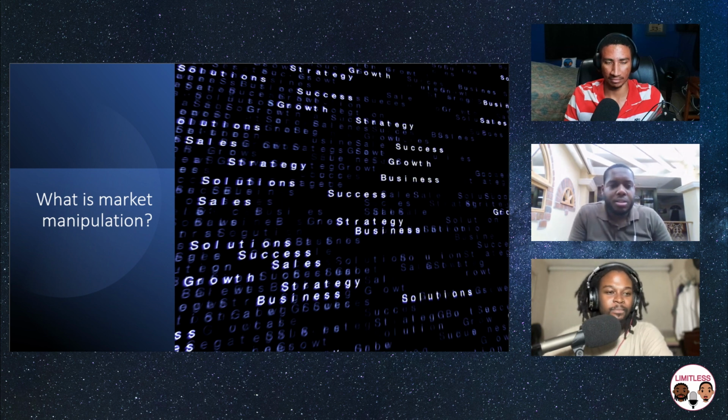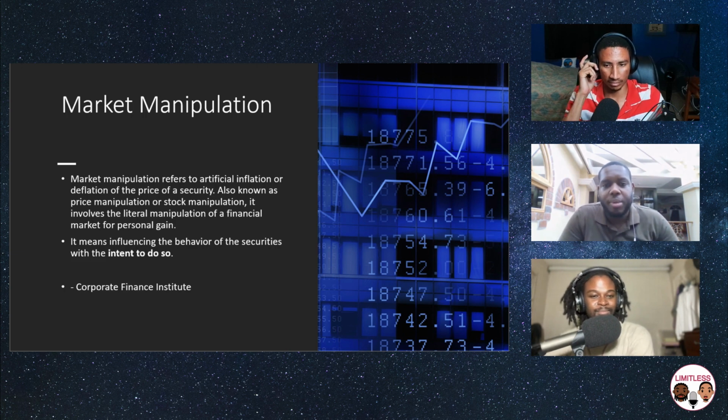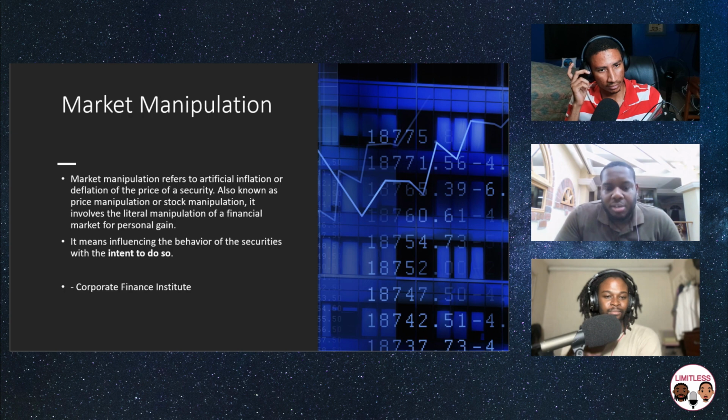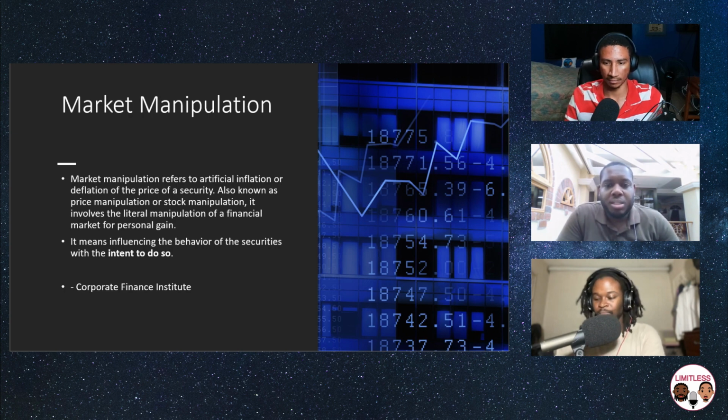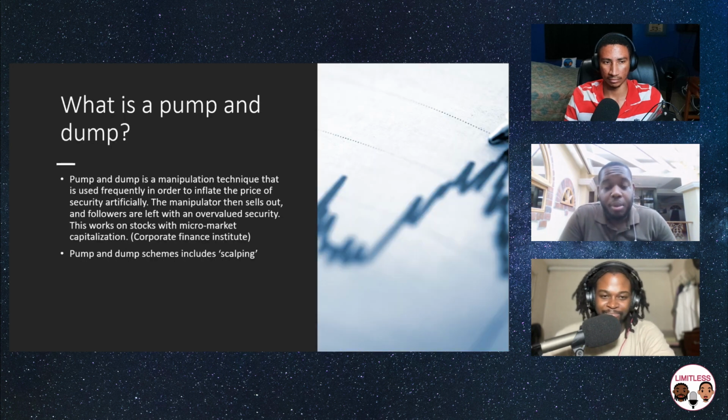What's market manipulation? On the second slide, market manipulation refers to artificial inflation or deflation of the price of a security. Also known as market manipulation or stock manipulation, it involves the literal manipulation of a financial market for personal gain. It means influencing the behavior of securities with the intent to do so. That's from Corporate Finance Institute. On the next slide, we're going to pump and dumps.